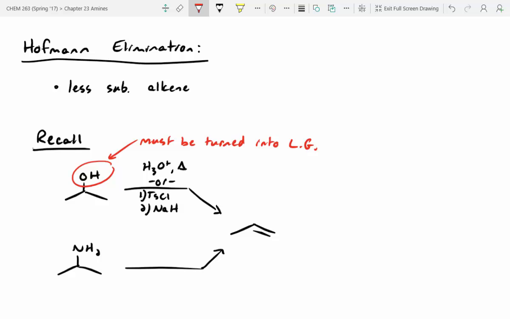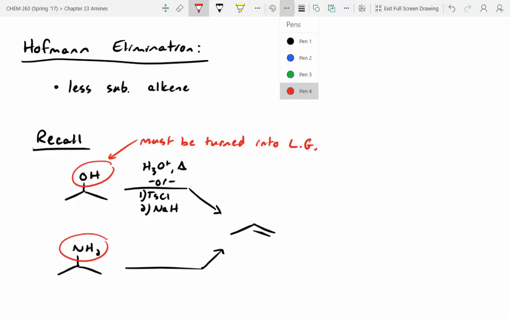So with nitrogen down here, how do you guys think we can turn this into a good leaving group? Protonate it, perhaps. What's another way we could turn it into something that has a positive charge? Introduce something that the lone pair would attach onto. Yeah, so protonate or overalkylate, right? We said the big problem with amines is they accidentally overalkylate, but in this case, that's playing to our benefit.